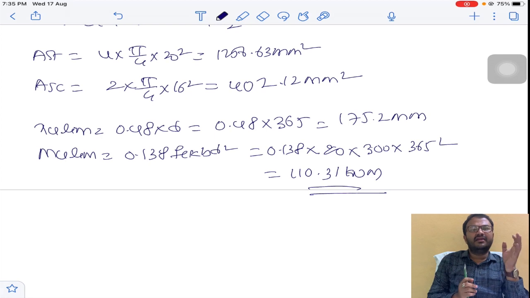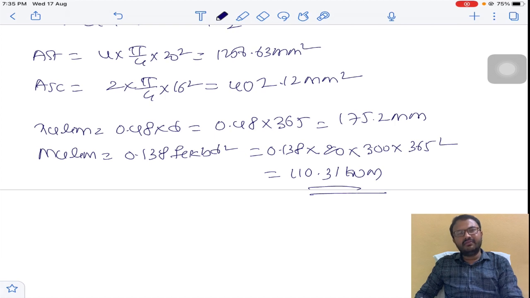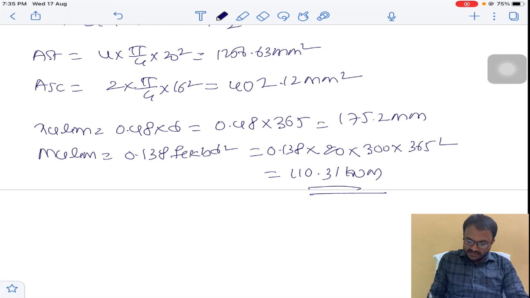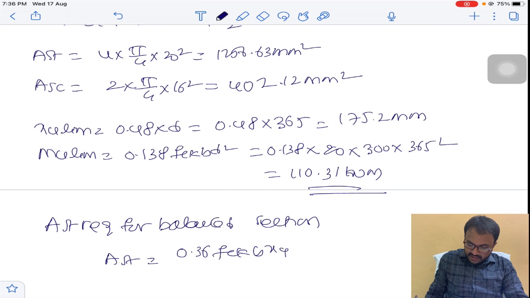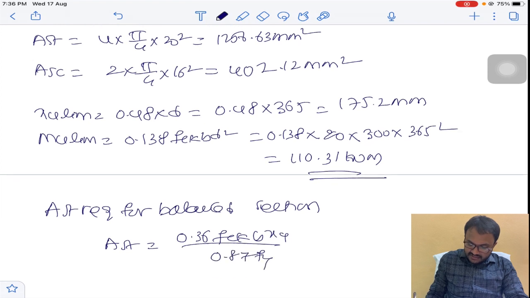He already given the reinforcement on tension side and reinforcement on compression side. We calculated limiting moment of resistance. Corresponding to this limiting moment of resistance, how much steel will be required? So MU lim, that is for a balanced section. Limiting moment of resistance means it is a balanced section. So AST required for balanced section. When balanced section means it is AST is equal to 0.36 FCK BXU divided by 0.87 Fy.